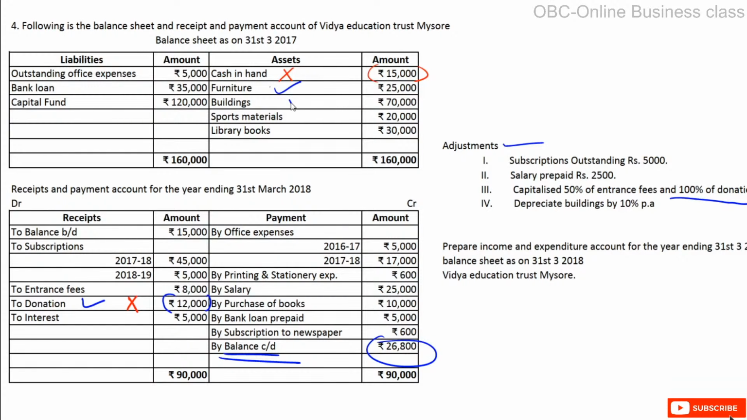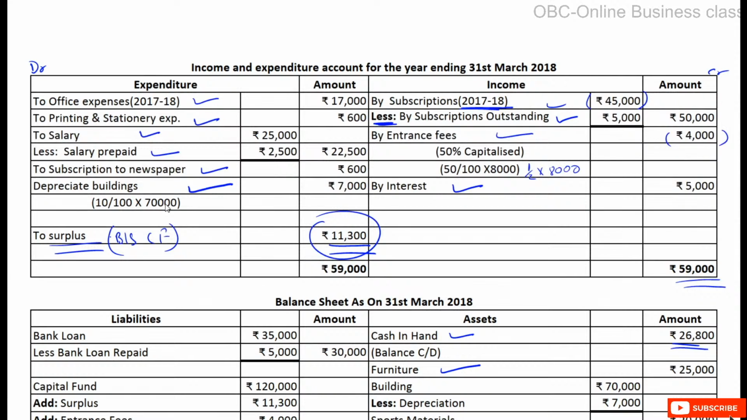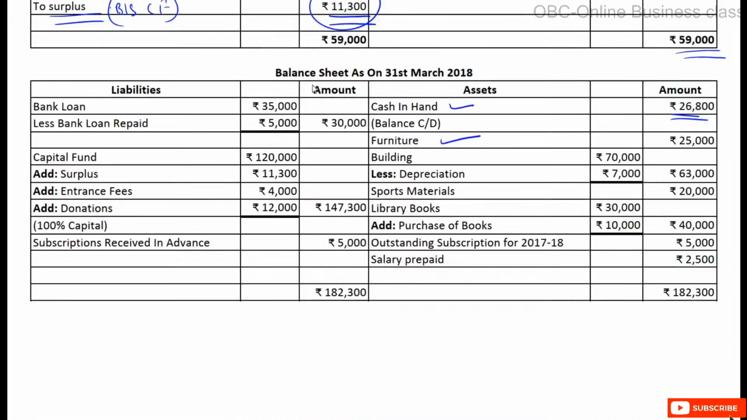Next is building. Check whether they purchased a building. No, they have not purchased any building in the payment section. So check whether there is any depreciation regarding the building in the adjustment. Yes, we have a depreciation of 10%. So this 10% should be subtracted. We already gave an effect in the income and expenditure account. You can look here. We already made an effect for 7,000 rupees depreciation of building. That should be subtracted now. Write building in the inner column 70,000. Subtract 7,000. Write 63,000 in the outer column. So building is now over.